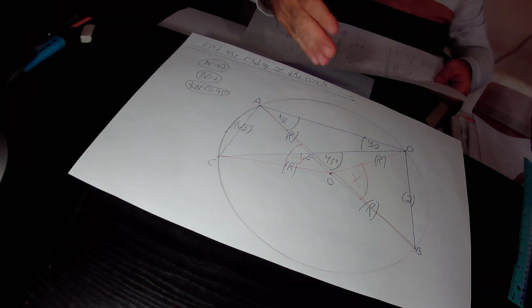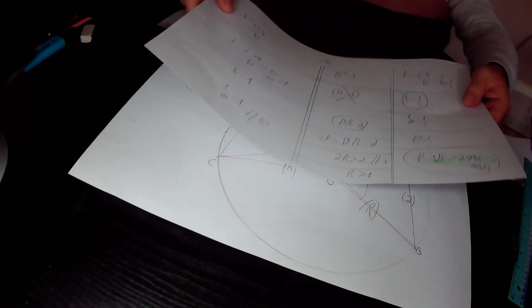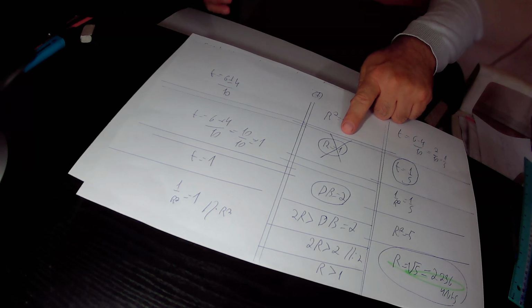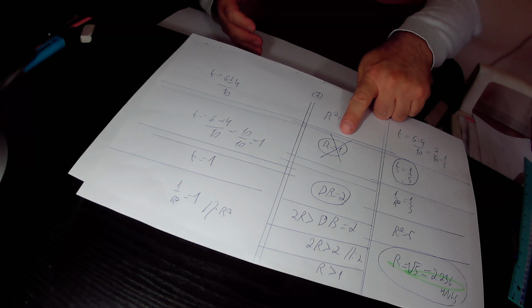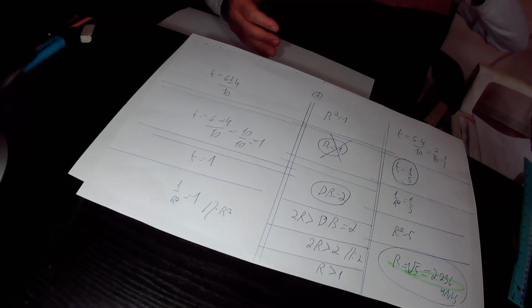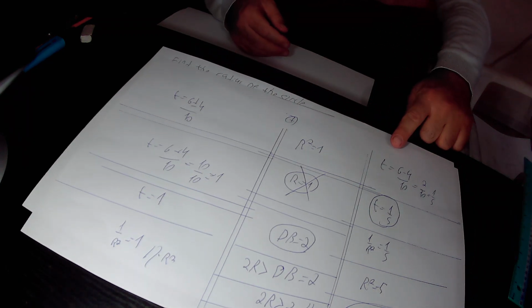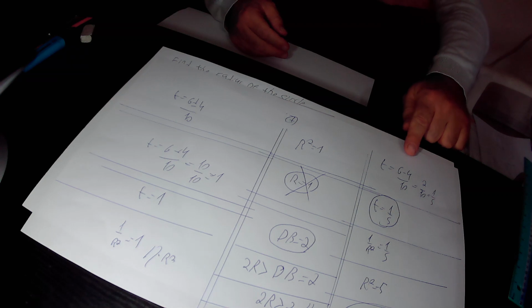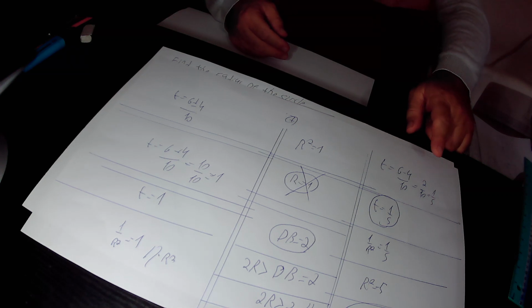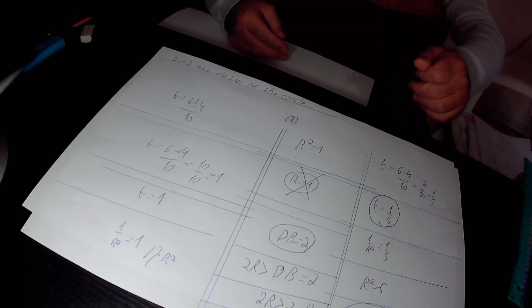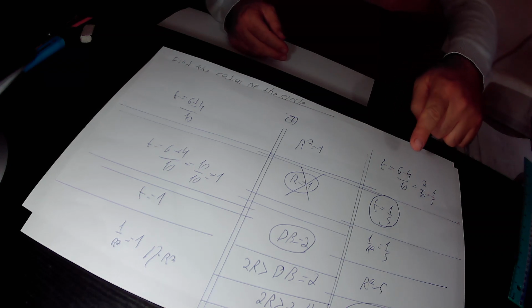If the radius r of this circle must be greater than 1, then the radius r cannot be equal to 1. Therefore, cancel this solution, and we are left only with the second possible solution for t. The second solution is that t equals 6 minus 4 over 10. 6 minus 4 is 2, and 2 over 10 is 1/5. So according to the second solution, t equals 1/5.